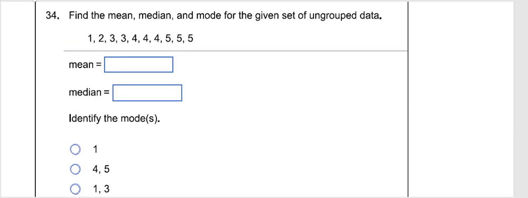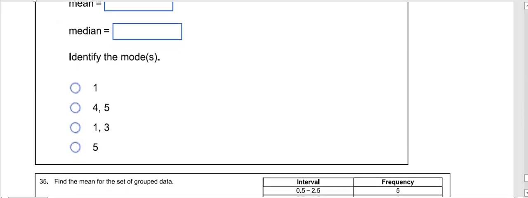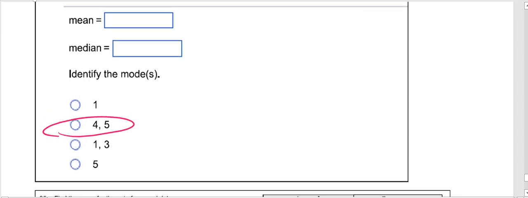Number 34, find the mean, median, and mode for the given set of ungrouped data. And how nice of them, they list it in increasing order. Okay, I'm going to go identify the modes first. Which number happens the most often? I see 3 4s and 3 5s. So it's actually bimodal. The modes are going to be 4 and 5.